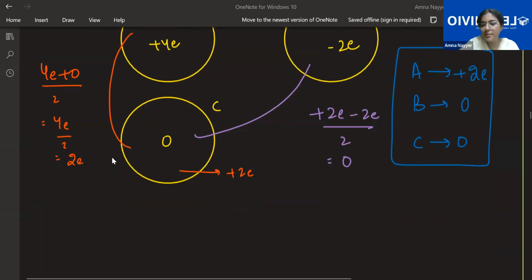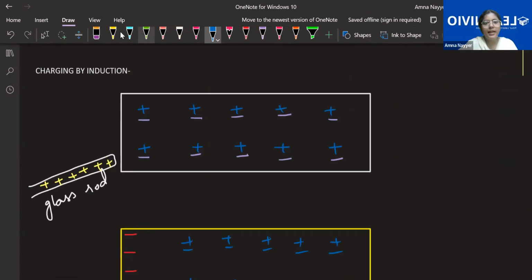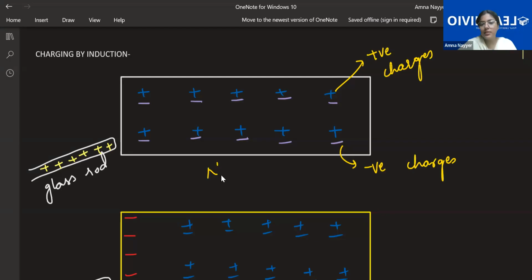Okay, coming to the last part, charging by induction. Now, see, in charging by induction, first just hear me out. Here, I have a conductor, and within this conductor, there are certain positive charges and negative charges in equal amount. You can see 10 positive charges, 10 negative charges. So, these plus signs represent the positive charges, while this represents the negative charges. So this body is neutral because the net charge is 0.